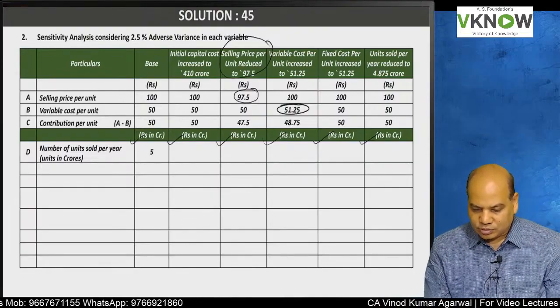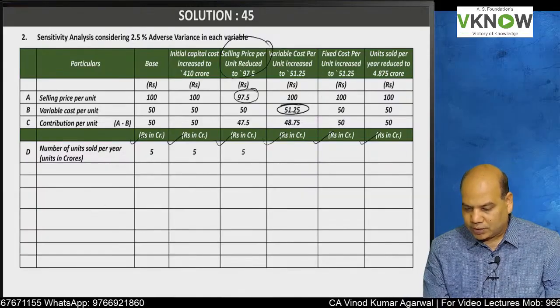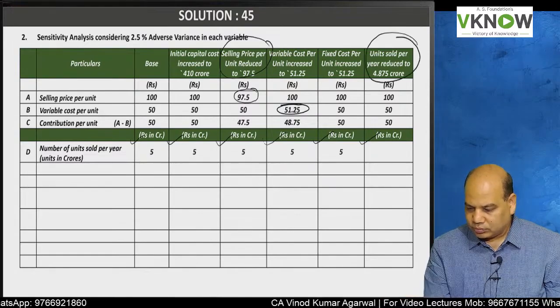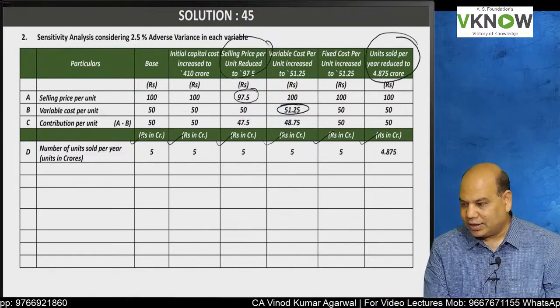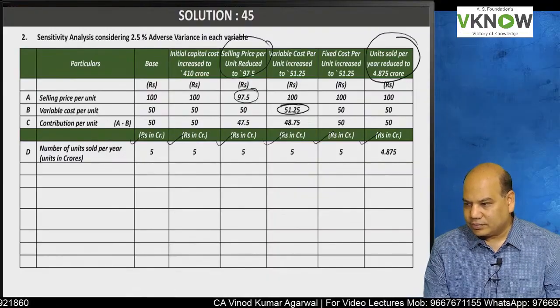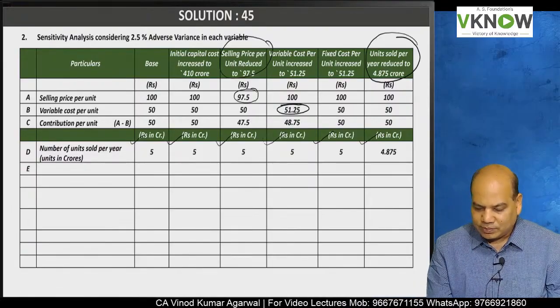Again be careful. Original question is 5. So 5, 5, 5, 5, 5. But the last column we are going to make it 4.875. If the number of units sold changes to 4.875, what will happen to NPV?